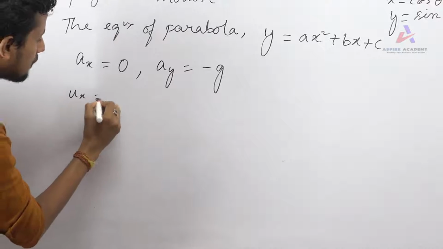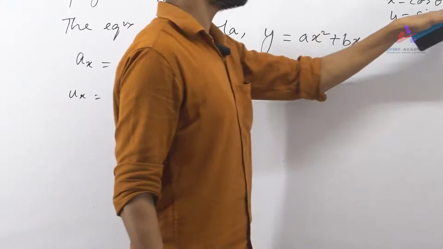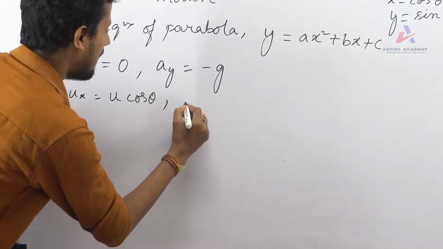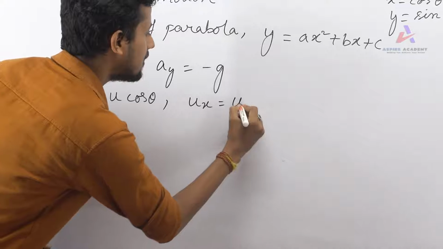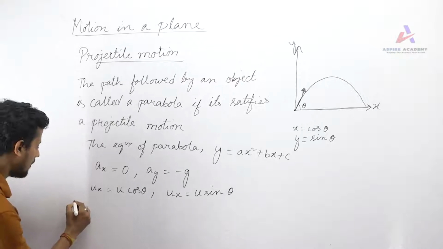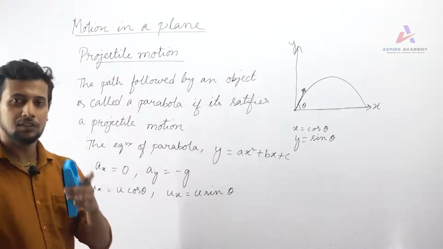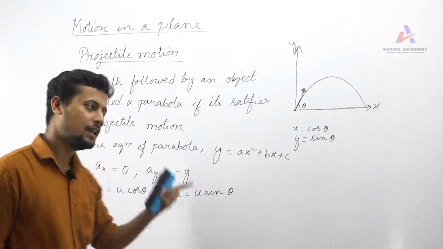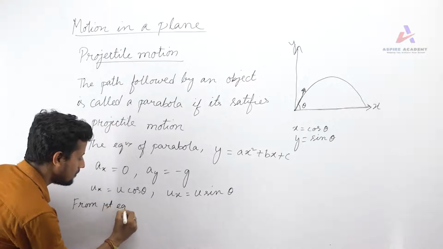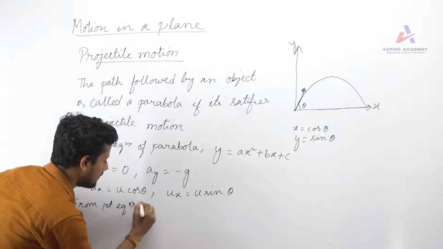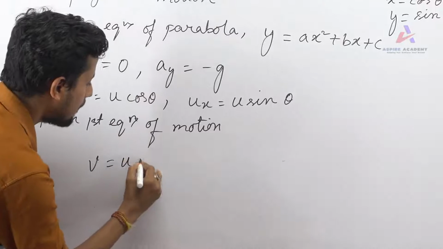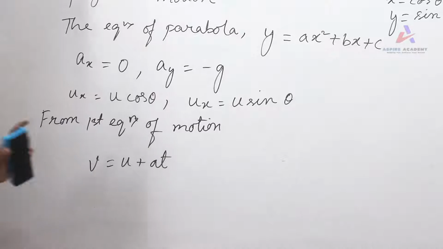The initial velocity along the x-axis, we know, is u cos theta. Along the y-axis we can write it as u sin theta. Now, if you remember the equations of motion that we studied in class 9, the first equation of motion states that v equals u plus at, which defines velocity.